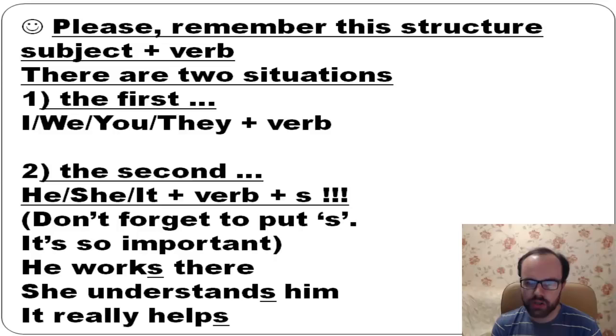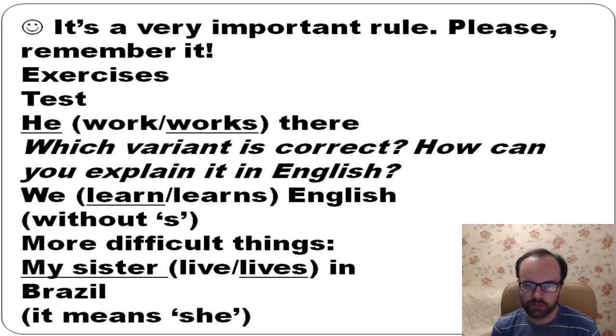There are two situations. So the first situation, I, we, you, they plus verb. The second situation, he, she, it plus verb plus s. Don't forget to put s. It's so important. He works there. She understands him. It really helps. It's a very important rule. Please remember it.